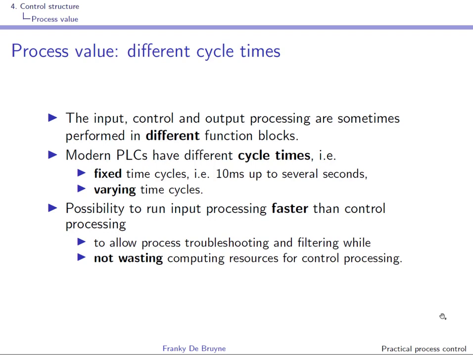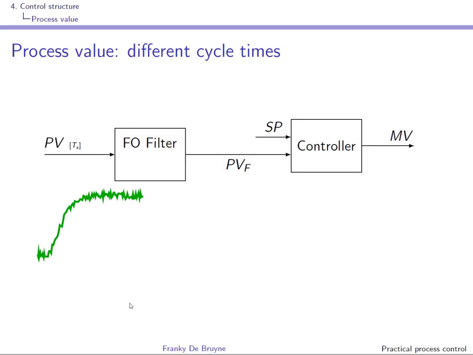Well, you can now use different fixed cycle times to run, for instance, the input processing faster than the control processing, and this will allow you to do process troubleshooting or to filter PV while not wasting computing resources for control processing. This will be illustrated shortly. Let us look at the use of different cycle times for a filtering plus control application.